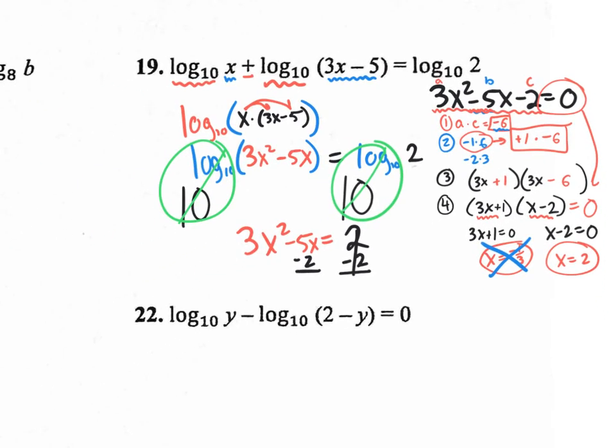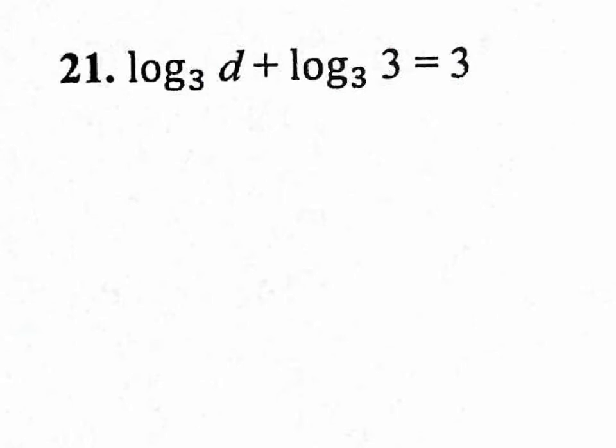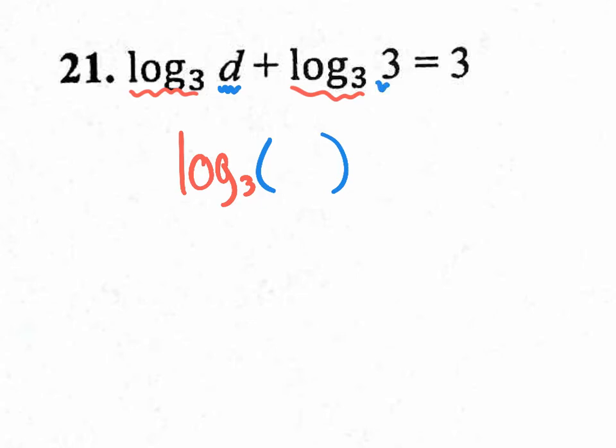Let's move on to 21. Again, product property. We have that plus sign right there in between the two. We have the same identical log base 3 and log base 3. By the way, if you don't have the identical log, you can't condense or expand. You can't use the properties. It has to be the same identical log base, whatever you have. So because I have the identical log base 3, I can write them as one single log base 3 of d times 3.